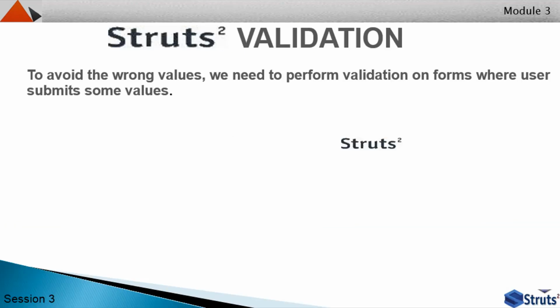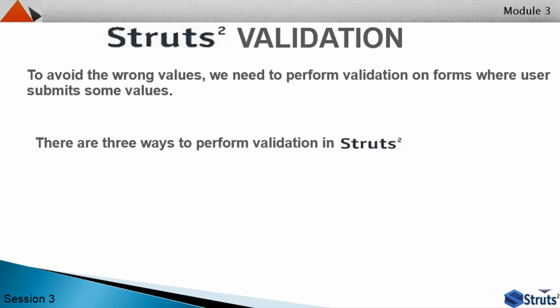To avoid wrong values, we need to perform validation on forms where the user submits some values. For example, if the user writes his or her email ID as ABC, we need to give an error message to the user that the given email ID is not correct, so that we can have only valuable information.